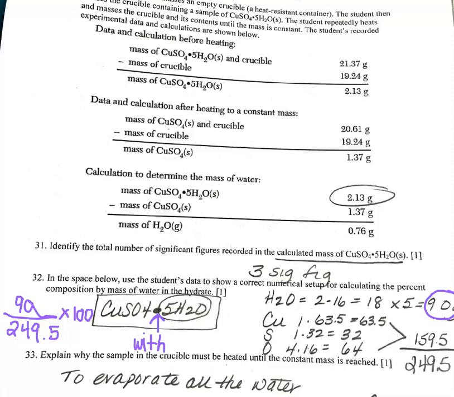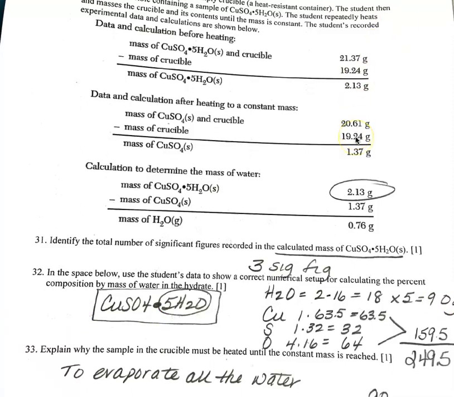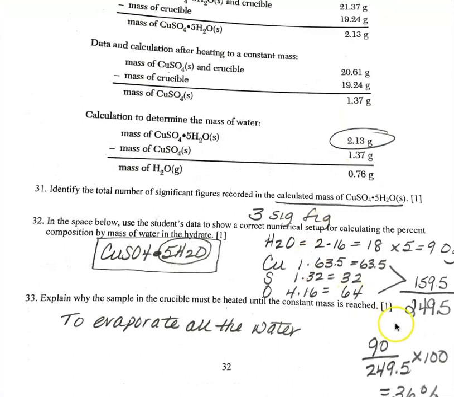Explain why the sample in the crucible must be heated until a constant mass is reached. And that is to evaporate all the water. And I noticed I did just show it down here at the bottom. 90 over 249.5 times 100. And I did the actual math on that, and it came out to 36%. All right, that's the end of topic 4.